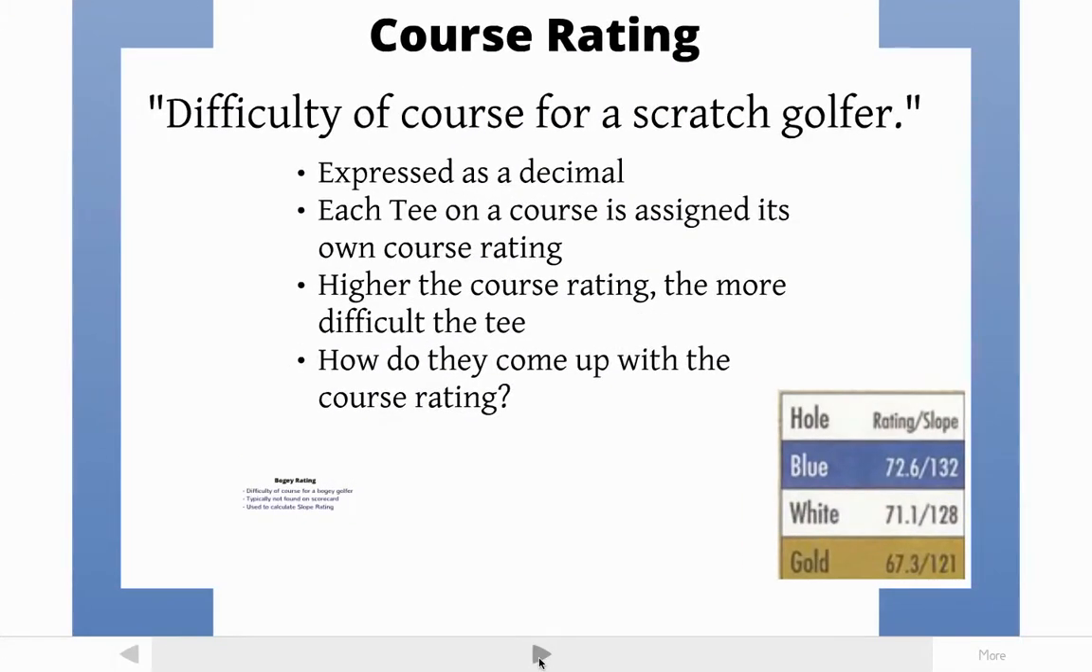So if we look first at course rating, the definition of a course rating is the difficulty of a course for a scratch golfer. So if you're a par golfer, how difficult is a particular course? As you can see, I have a cross section of the scorecard here that shows the course rating. It differs by tee. The higher the course rating for a particular tee, the more difficult that tee is.